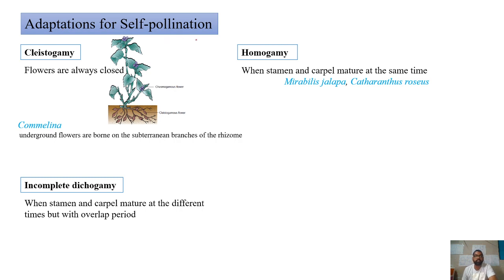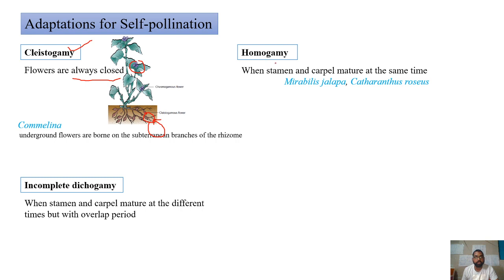The first one, adaptations for self pollination, includes cleistogamy. Already we have seen here the flowers are always closed. As the flower is always closed, there are always chances for self pollination. In Commelina bengalensis, this is the chasmogamous flower, whereas underground you can find the cleistogamous flowers. This is the chasmogamous flower and this is the cleistogamous flower. In this there are always more chances for self-fertilization. So this is cleistogamy.